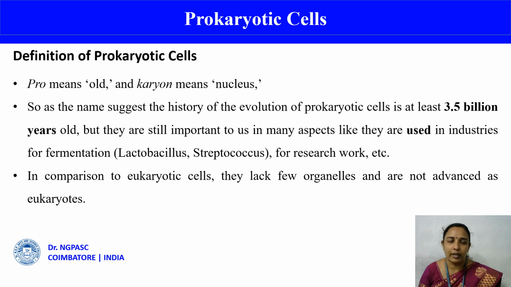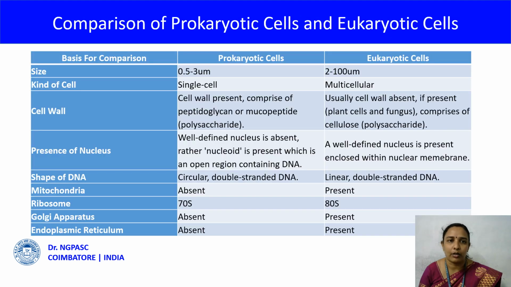Coming to the prokaryotic cell. What is a prokaryotic cell? Pro means old and karyon means nucleus. So as the name suggests, the evolution of prokaryotic cells dates back at least 3.5 billion years, but they are still important to us in many functions, used in industries for fermentation, for example lactobacilli, streptococcus, etc., and for research work. In comparison to eukaryotic cells, they lack a few organelles and are not as advanced as eukaryotes.